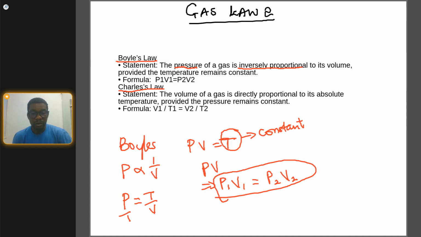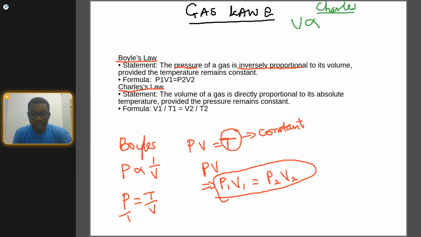P1 V1 equals P2 V2. Now let's look at Charles' law. What does Charles' law state? Charles' law states that the volume of a gas is directly proportional, that is, varies directly proportional. It still connotes the same meaning. The volume of a gas is directly proportional to its absolute temperature.